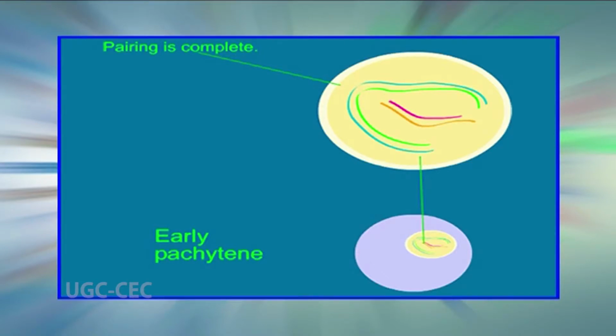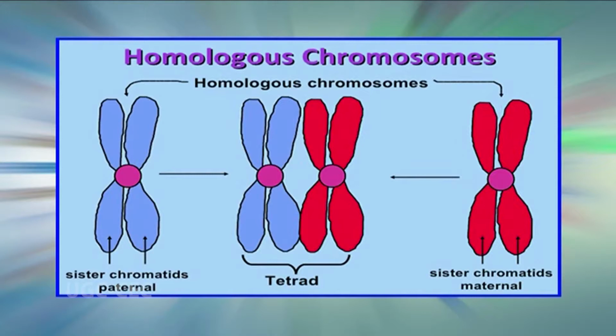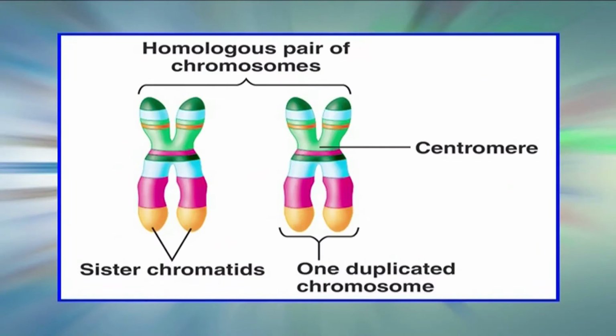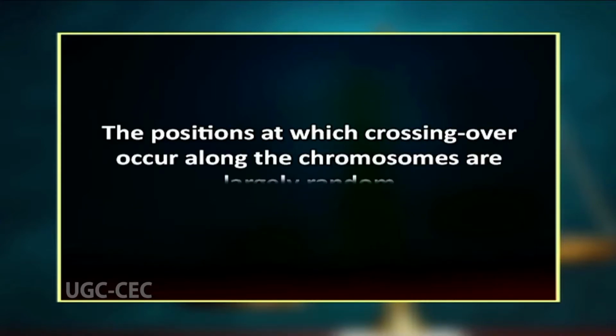Now pachynema, that is the middle prophase I, or what we call the pachytene stage, starts when synapsis is completed. Because of the replication that occurred earlier, each synapsed set of homologous chromosomes consists of four chromatids and is called a bivalent or a tetrad. During pachynema, a most significant event for genetics occurs, that is crossing over: the reciprocal physical exchange of chromosome segments at corresponding positions along pairs of homologous chromosomes. The positions at which crossing over occurs along the chromosomes are largely random and vary from one meiosis to another.